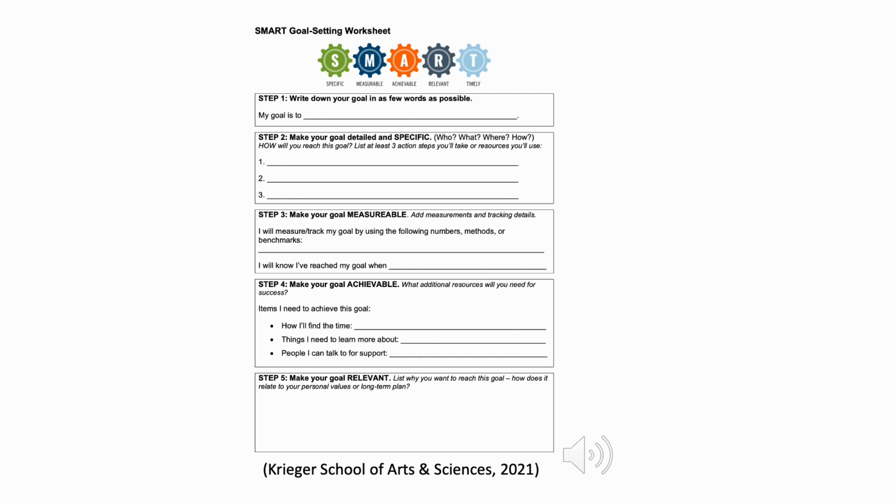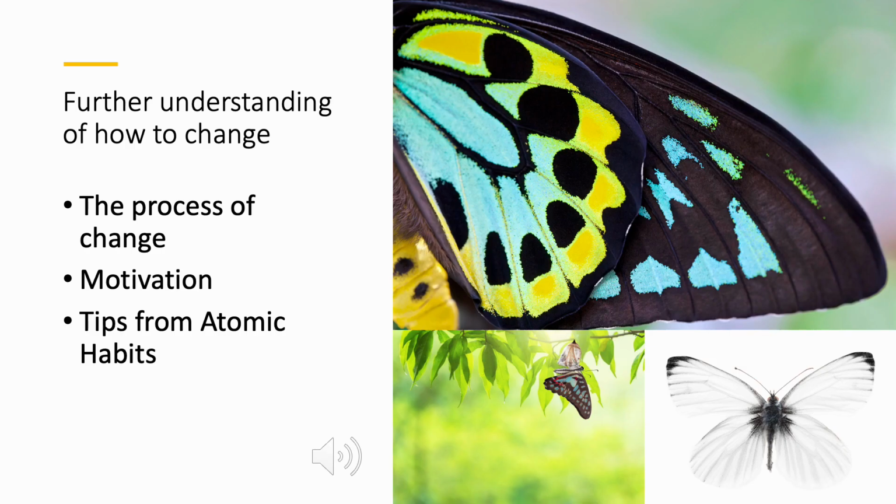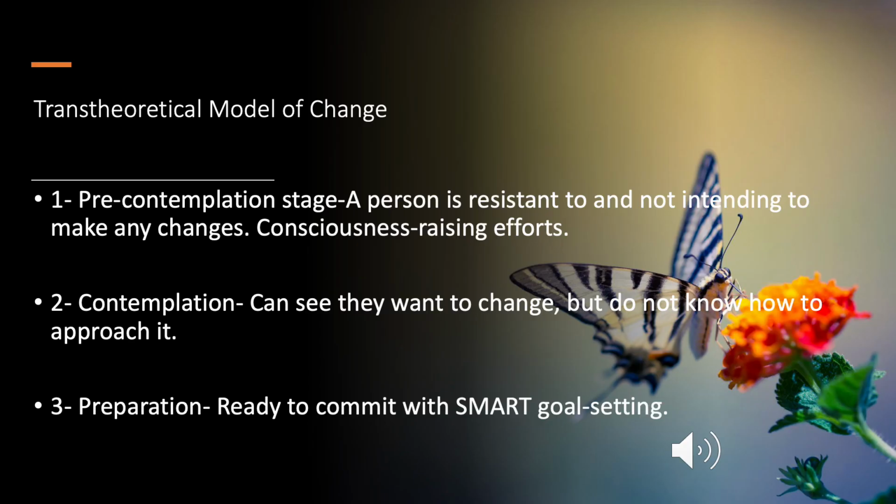This is what the SMART goal setting worksheet looks like all together and what you will download. And obviously it will be bigger so you can see it better in the download. Now that we have defined what lifestyle medicine is and how the SMART goal setting tool can help, we also need to talk about the process of change, motivation, and there's an amazing book called Atomic Habits, and that has some amazing tips for making new habits stick.